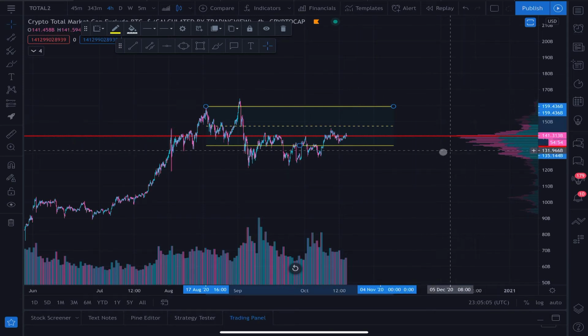But we've got a ton of volume here. If we take a look at the VPVR, we've got a lot of trading volume right here, and it does kind of taper off. So we've got a lot more volume below, a lot more support than we have resistance. That being said, we need to see some results. We need to see some action here.